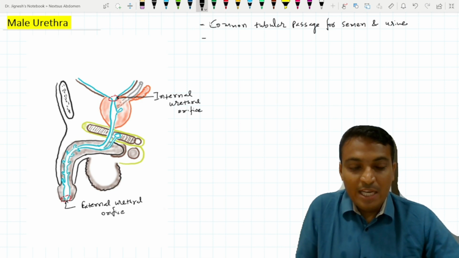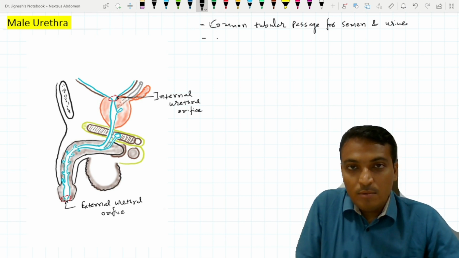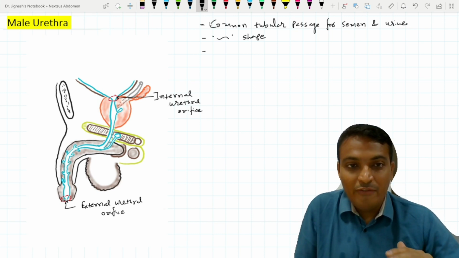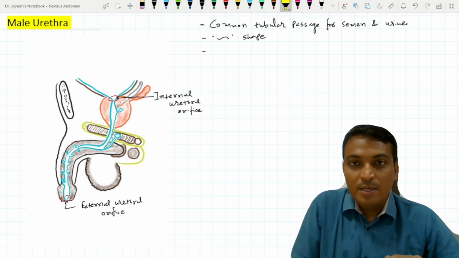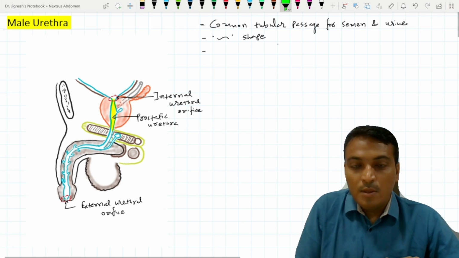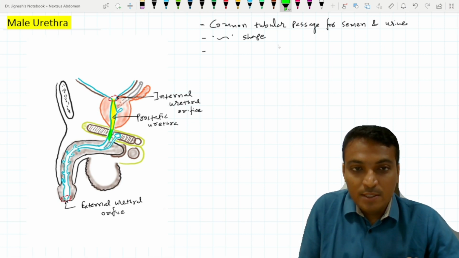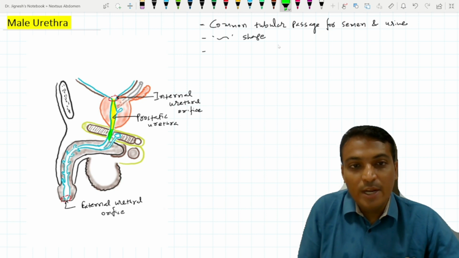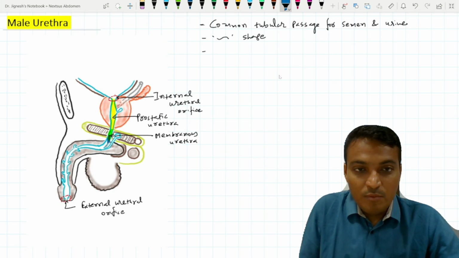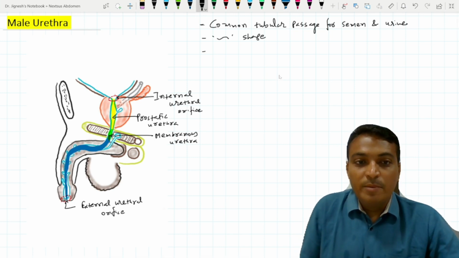When we see the course of the male urethra, it is a sinusoidally curved course. The male urethra has three parts according to their site of location. The first part is situated within the prostate gland, and it is called the prostatic urethra. The part that passes through the urogenital diaphragm is called the membranous urethra, and the part from the urogenital diaphragm to the external urethral orifice, which passes through the penis, is called the spongy part of the urethra.